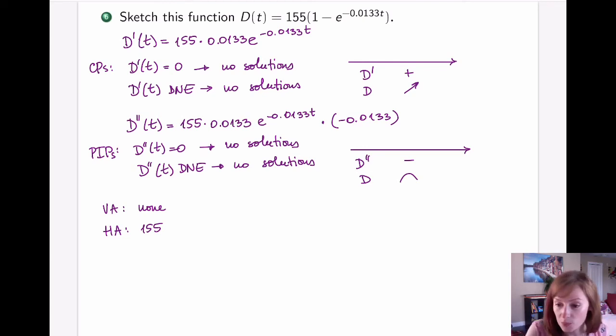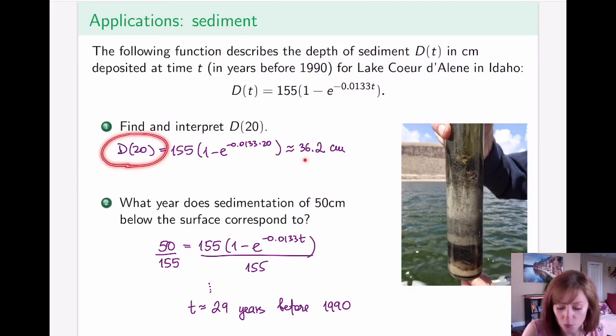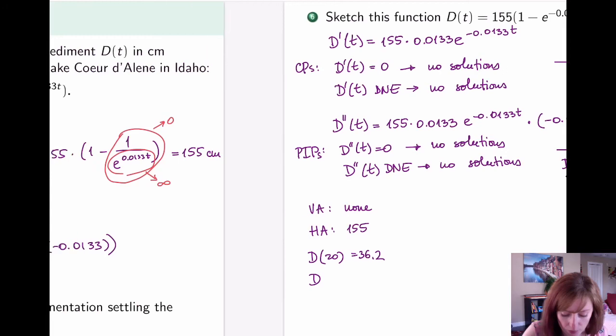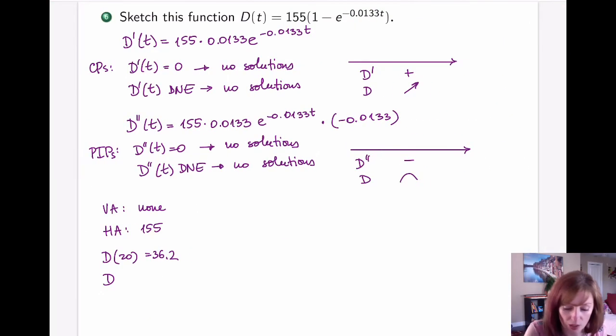Some of the useful numbers that I probably want to compute the function value at are absent. Normally I would plug in critical points and inflection points, but here I have none. If you want to put some numbers on the board though, we've also computed them a couple of slides ago. So for example, I know that at 20, the depth was 36.2. So at point 20, I have 36.2. And from the previous slide again, I also know that 29 years before 1990, the depth was 50. So here, at least I have some numbers that I can ground myself onto when making the graph.